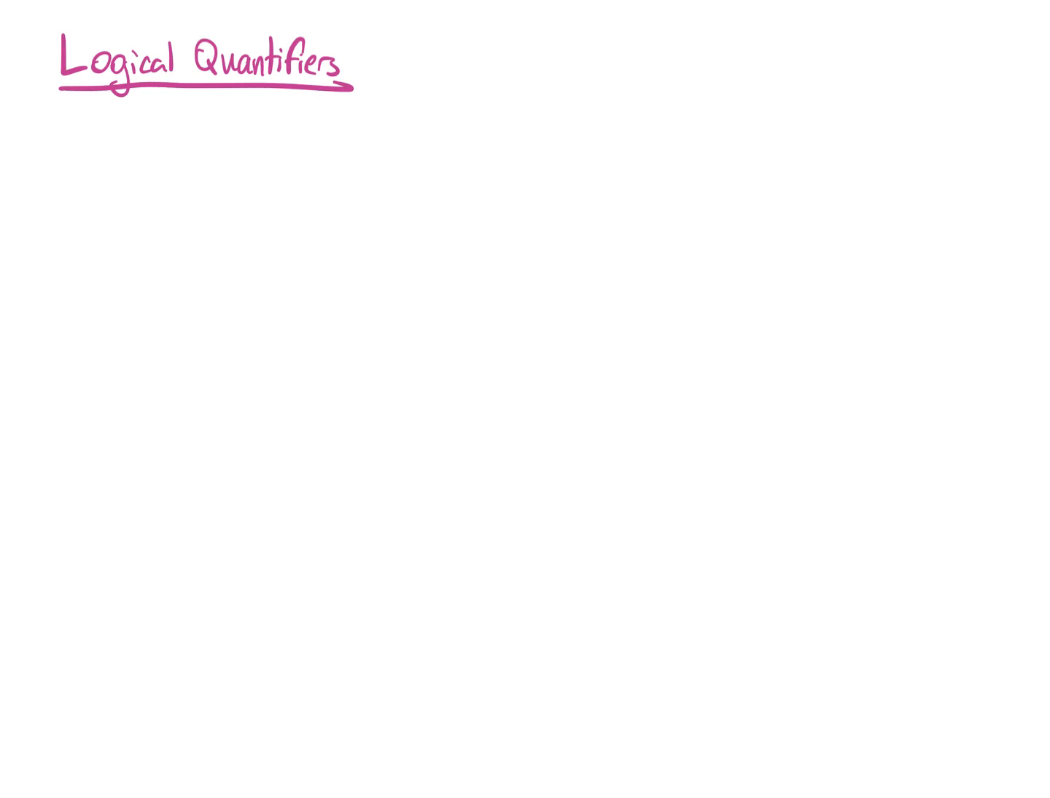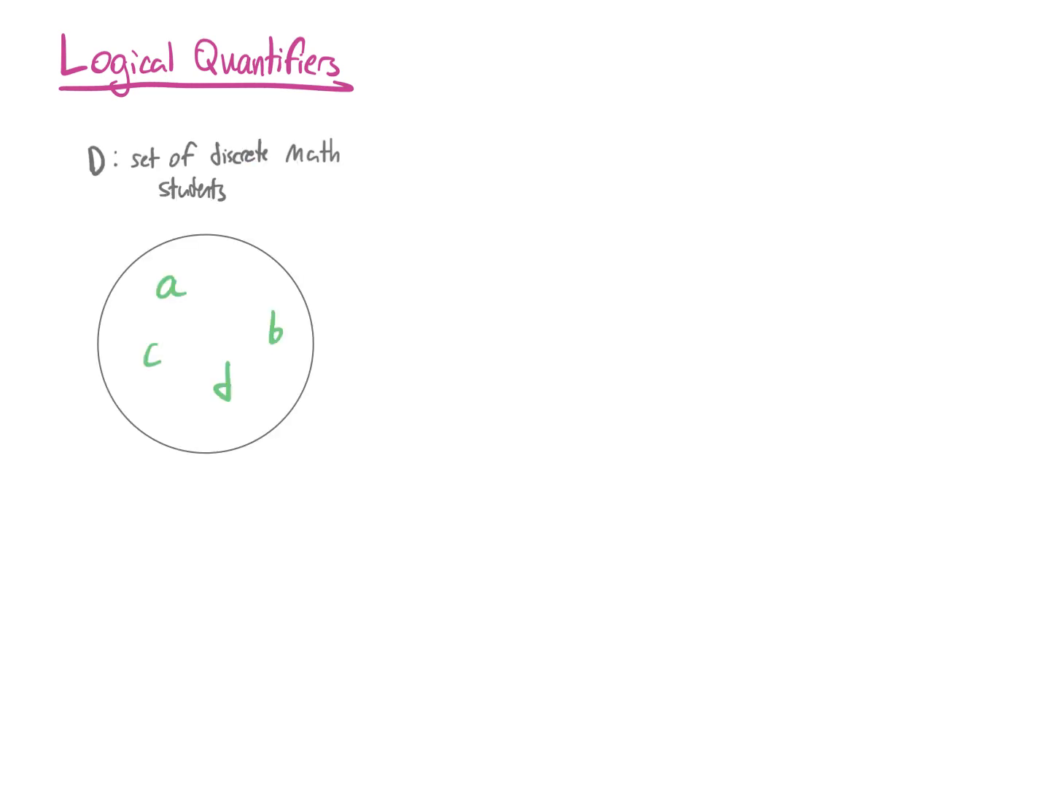So, logical quantifiers are a powerful way to combine what we already know about propositional logic on the one hand and set theory on the other. So we're going to jump right into a motivating example, and then we're going to go through the syntax a little more carefully. So suppose that I have a set here of students in discrete math class, and we're going to imagine a very small class that has only 4 students whose names are A, B, C, and D.